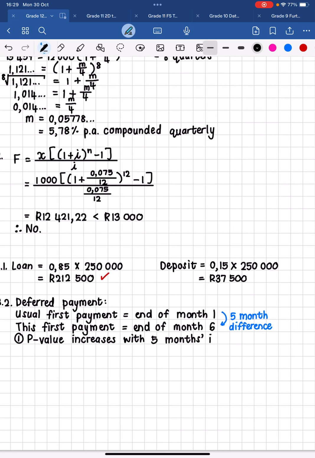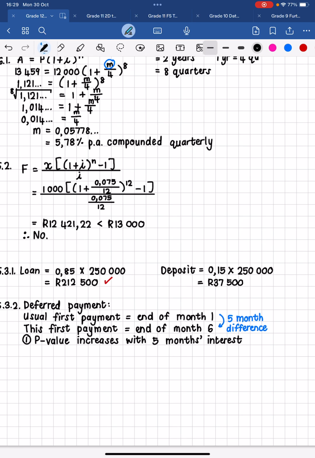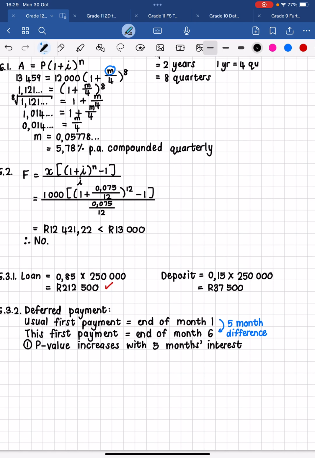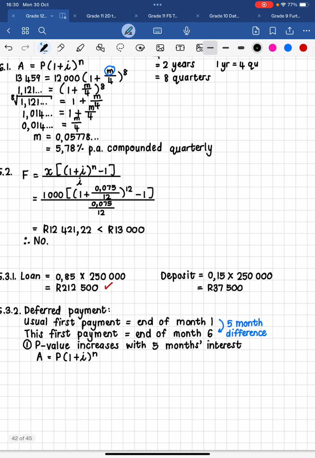So we're going to have to calculate that. That is the first thing that we need to take into account when we are working with a deferred payment question: the P value is not going to stay the same. We are going to have to add 5 months worth of interest. And guys, the way that we're going to do that is by using the A equals P bracket 1 plus i to the power of n formula. So this is the formula that we are going to use.